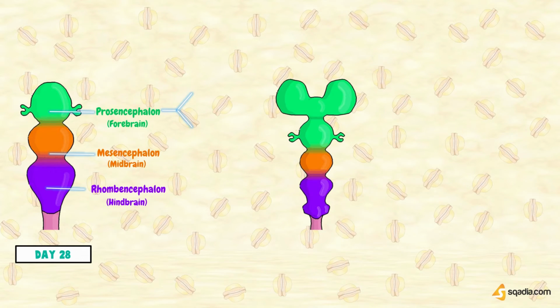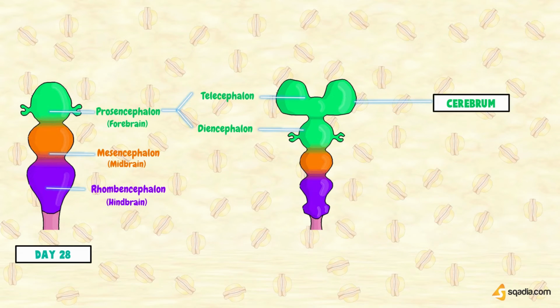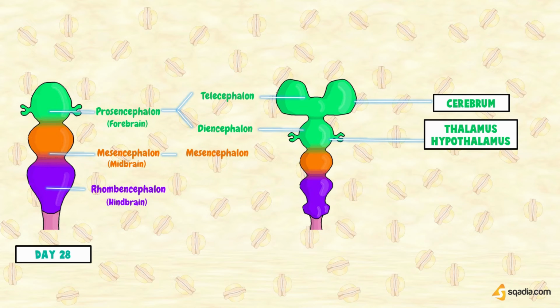Now, in the 5th week, the 3 vesicles become 5. Let's understand it. The prosencephalon splits into 2: the telencephalon and the diencephalon. The telencephalon will become the cerebrum. The diencephalon will become the thalamus and hypothalamus. And this is the mesencephalon. It remains the same.